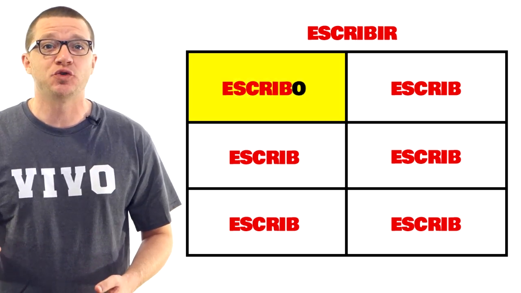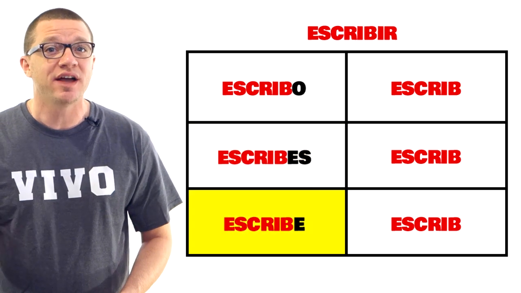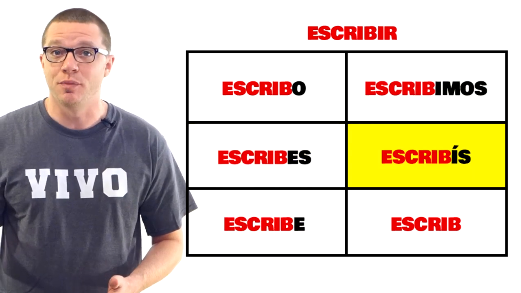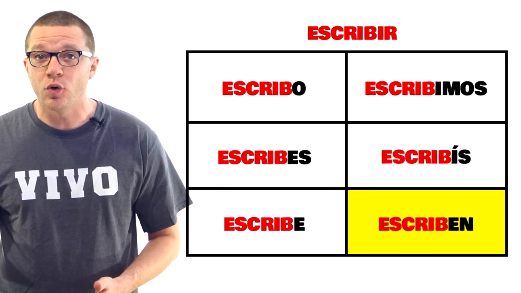I write is escribo. Then we match the ER endings. You write is escribes. She writes is ella escribe. But we write is escribimos. And you both write is escribís. Then finally, they write is back to the ER form, escriben.